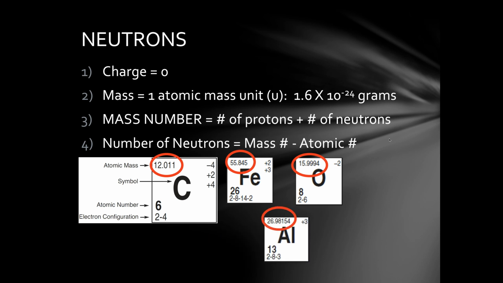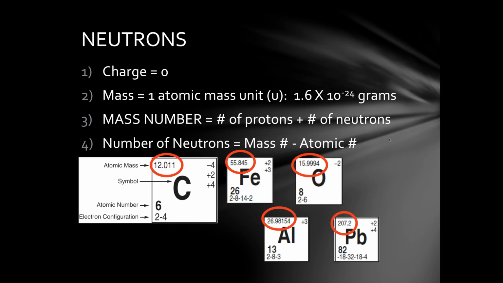Aluminum has 27 particles in its nucleus. 13 of them are protons, which means the remaining 14 will be neutrons. And then you can do the math yourself, because I'm just too lazy to do it. It would be 207 minus 82.